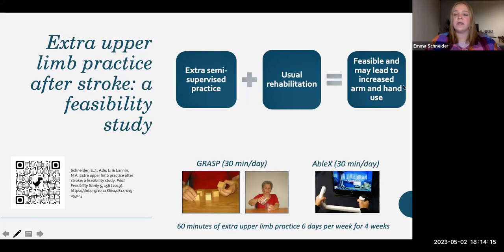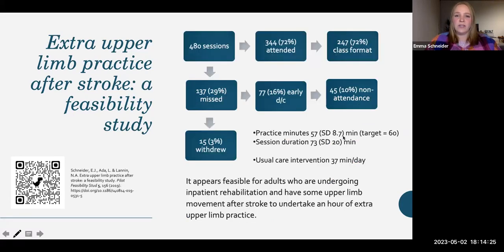And we really wanted to see first if it was even possible to deliver that practice and for people to actually be able to do it in their rehabilitation program. And the great news is that, yeah, they were, but we actually found a number of challenges to delivering that practice across the feasibility study. So there were a total of 480 sessions that needed to be delivered. And you can see that there was quite a high attendance rate. There was 72% of those scheduled sessions attended.